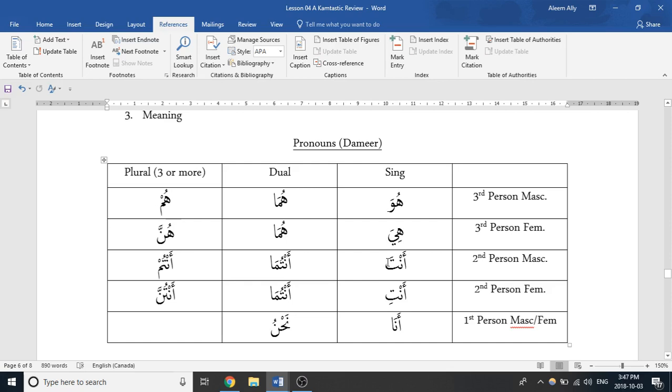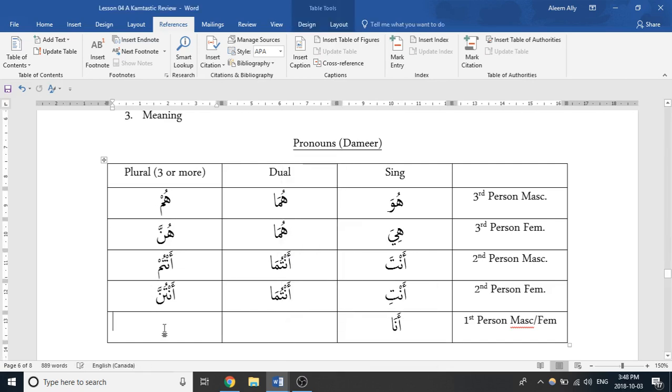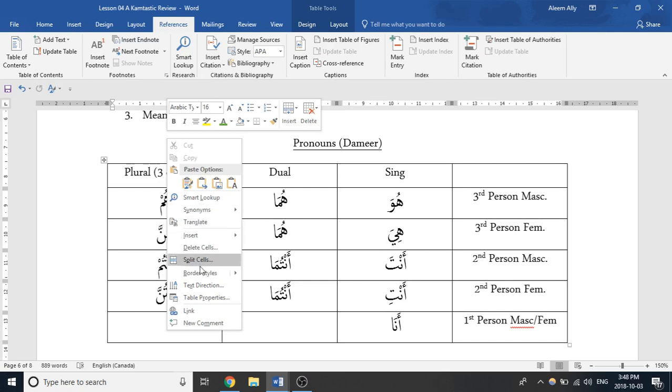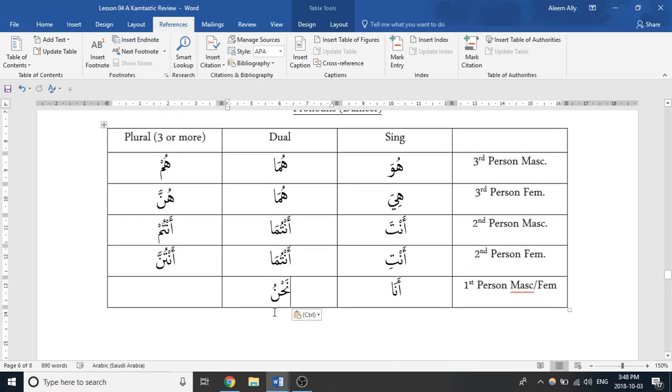Anta meaning you. Antuma meaning both of you. Antum meaning all of you. Anti meaning you, feminine. Antuma meaning both of you, feminine, 2 females. Antunna meaning all of you, 3 or more females. Ana, I, and nahnu, we, right? Including yourself. Actually, that should not be there under dual. That should be over here in plural. Well, it could be plural or dual, right? Because you could be referring to 2 people, nahnu, or 3 or more. That one's left a little ambiguous. But generally, you see it under plural. So I'm going to put it over there.